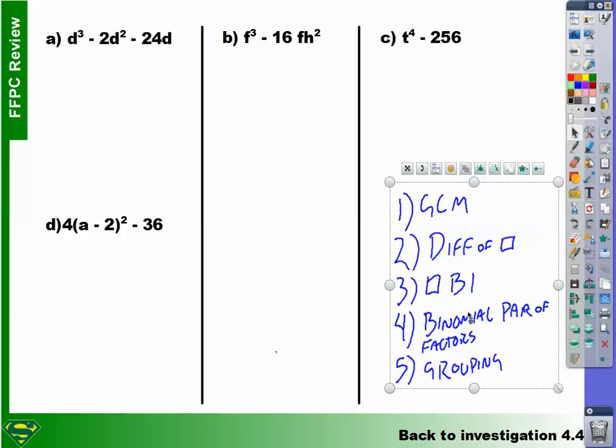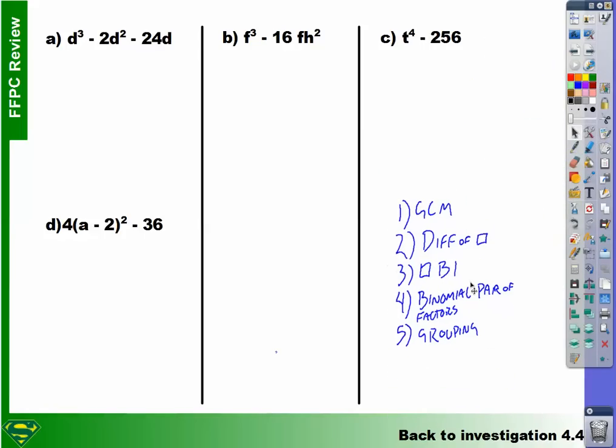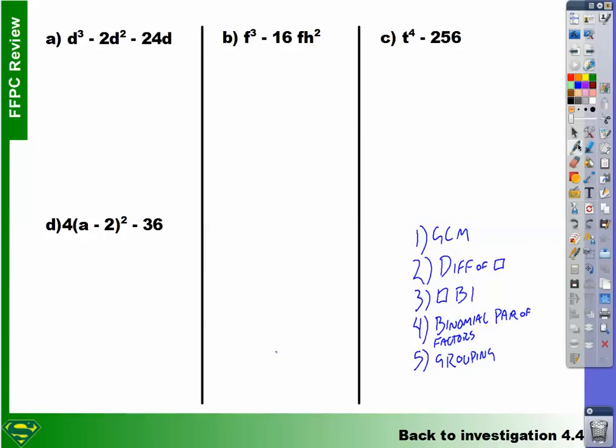Have our checklist still. So what is the first thing that we look for in question B? Joe. Greatest common monomial. Does this have a greatest common monomial? Yeah, it does. What goes in F?